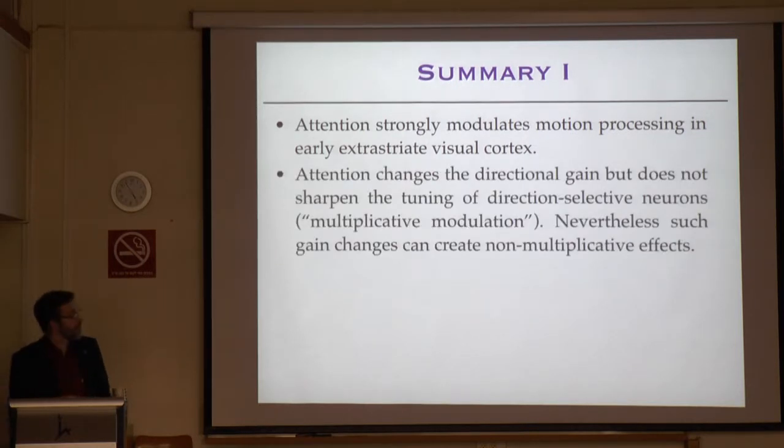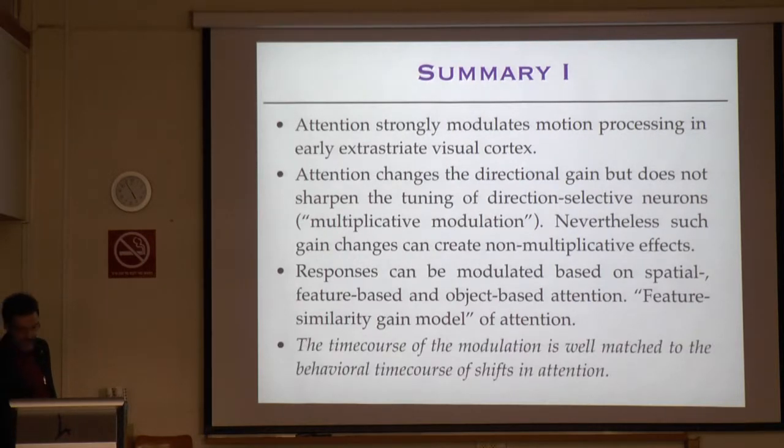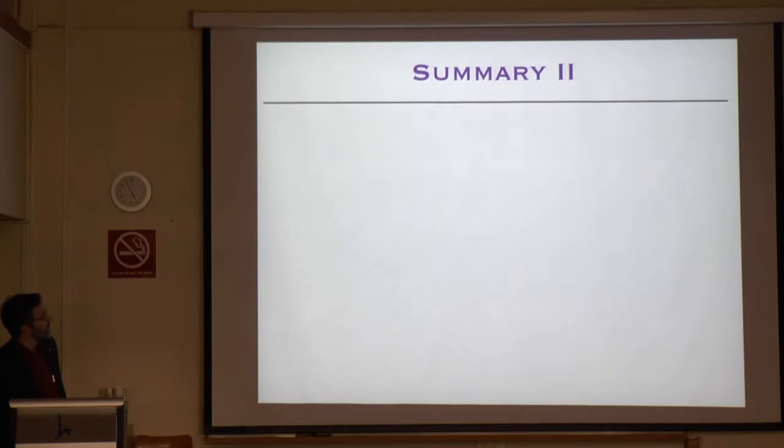What happens here seems to be changes in gain that create multiplicative modulation, but I also showed you, don't be fooled by the term gain. You can get non-multiplicative effects even with simple gain changes. And I showed you spatial effects, feature-based effects. I didn't have time to talk about object-based attention. And I introduced you to the feature similarity gain model as a shorthand for the physiological data that we have collected. I also didn't get to talk about the time course.